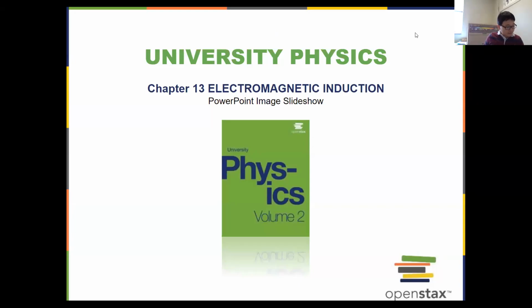So welcome back. In the previous chapter, we focused on how current produces a magnetic field, and how current-carrying conductors interact with each other. In this chapter, we are going to look at the other way around: how a magnetic field induces current. This is the subject of electromagnetic induction.